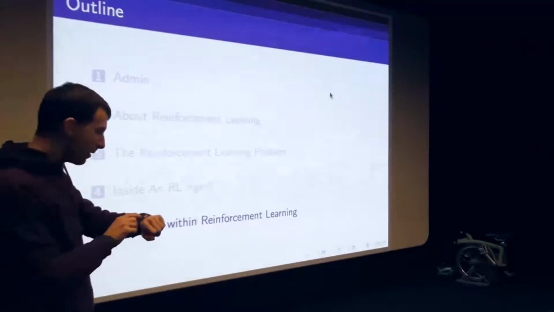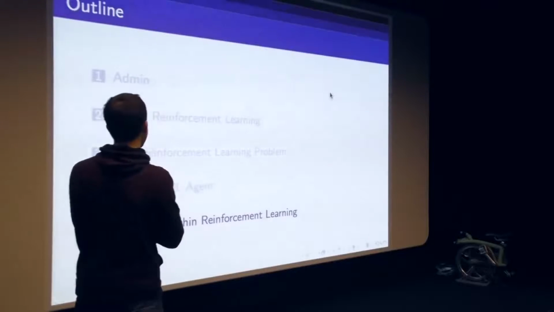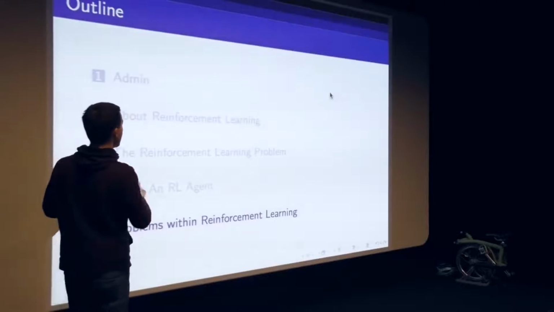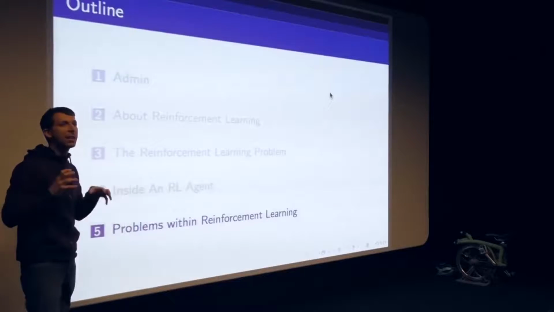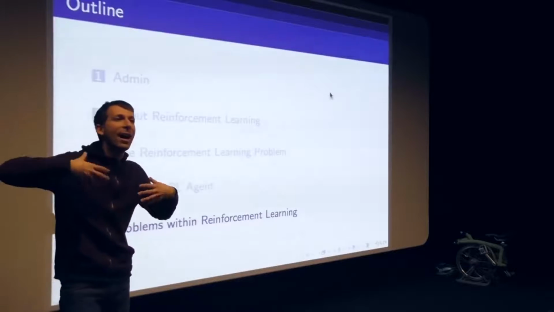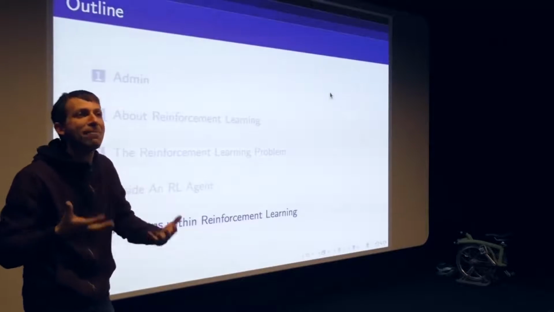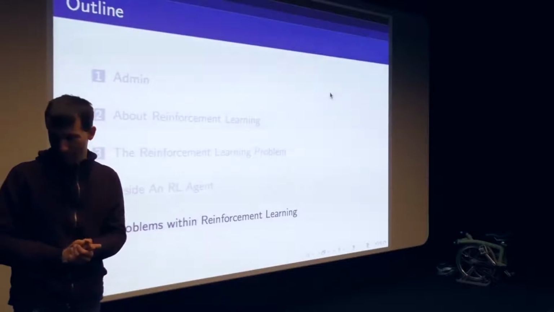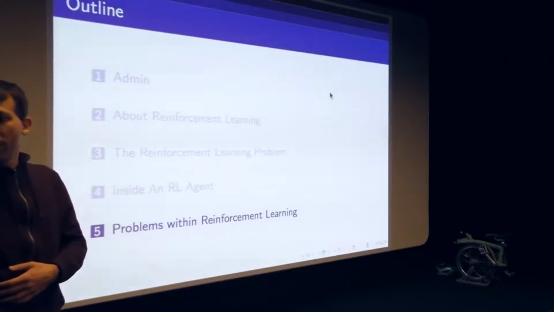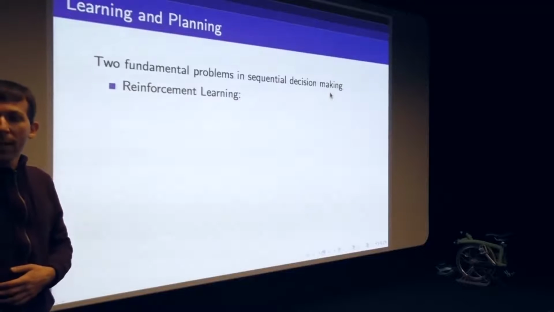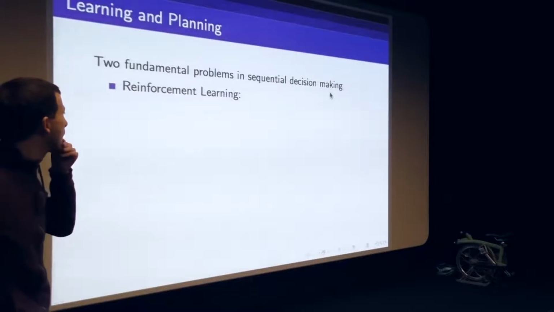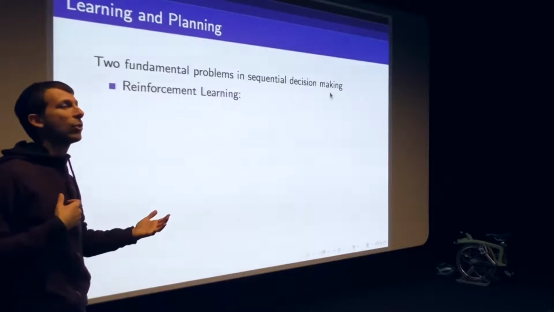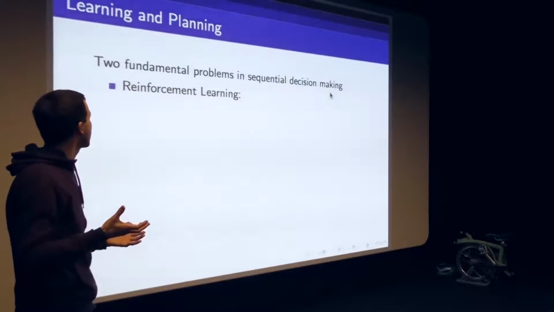Okay. So briefly, for the last 5 or 10 minutes, I just want to talk about some problems within reinforcement learning. So we've talked about the reinforcement learning problem overall, but there are some key sub-problems. We're not going to talk about how to solve these, but just to name them and make you aware of their existence and to start thinking about them is my goal at this stage. Okay. So let's start with learning and planning. I think this is maybe the most important conceptual distinction to understand.